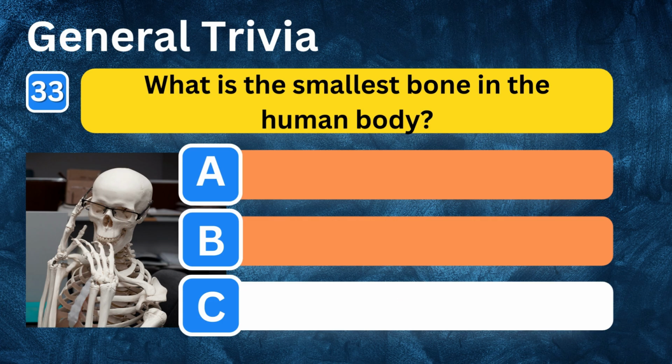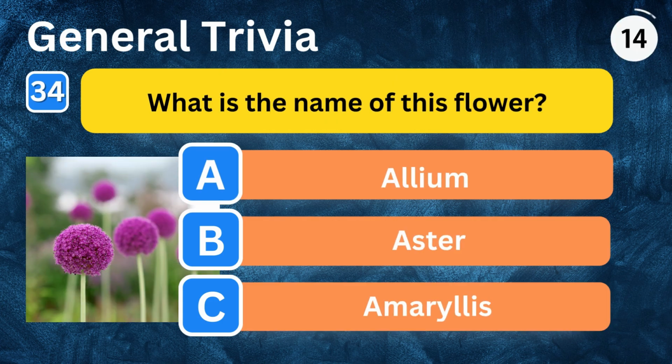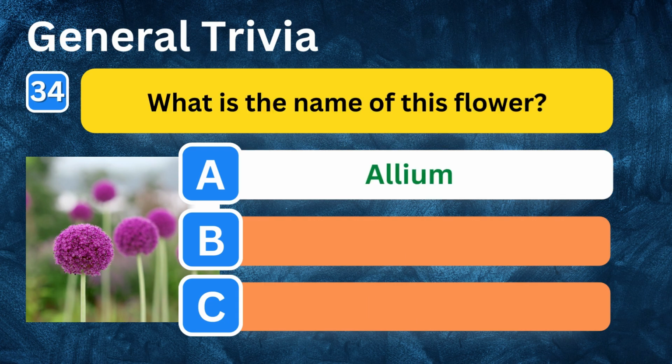Question 34. What is the name of this flower? Is it an allium, an aster, or an amaryllis? And the answer is an allium.